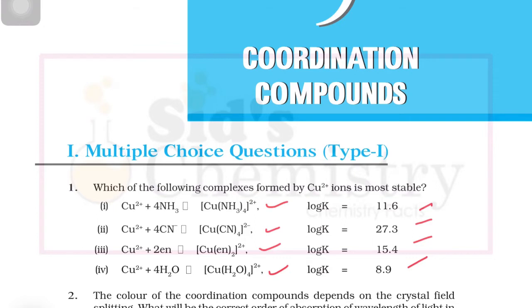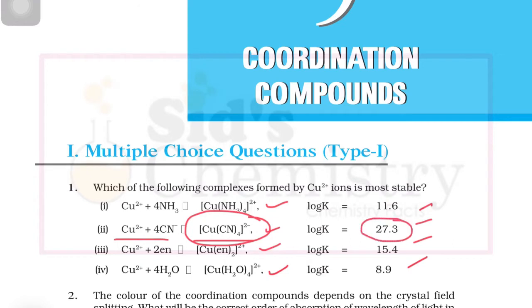Now, stability means which particular complex ion will remain stable, and stability indicates that the amount of the particular complex ion will be high after we calculate the log K value. What I mean to say is that if the ratio of product to reactant, that is the log K value, is high, then the stability of the complex ion will be high.